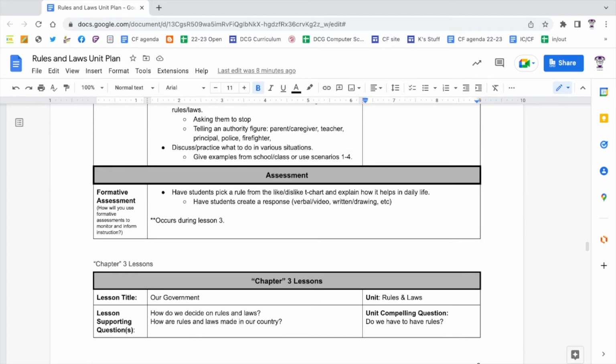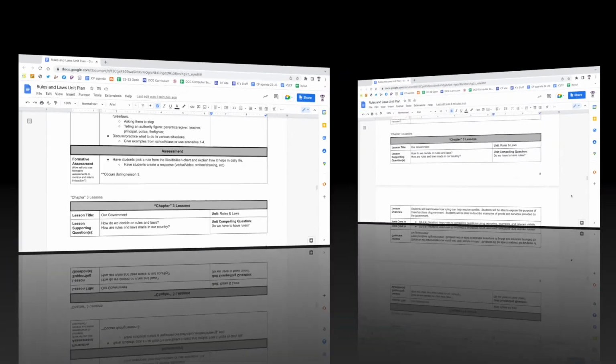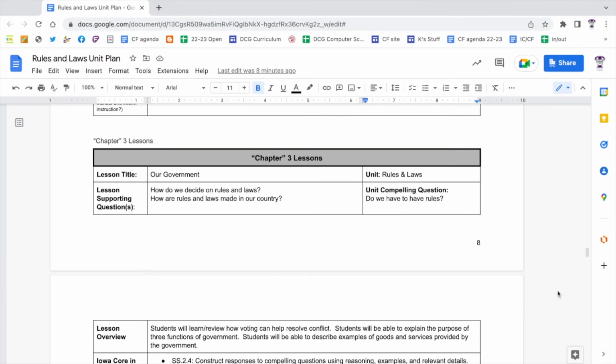The formative for Chapter 2 happens during Lesson 3 when students are creating a response based off of one of the rules from the like and dislike T-chart. In Chapter 3, students learn about our government. We focus on how we decide on rules and laws and how rules and laws are made in our country.